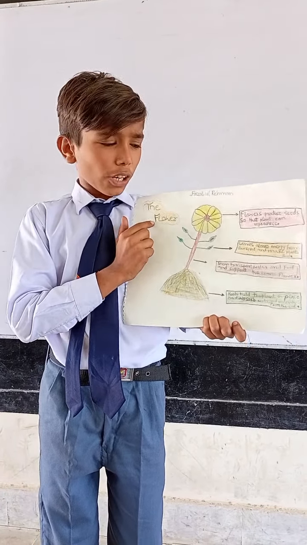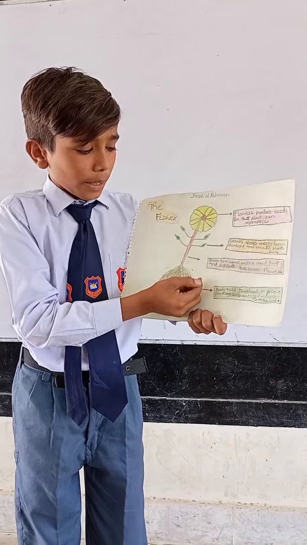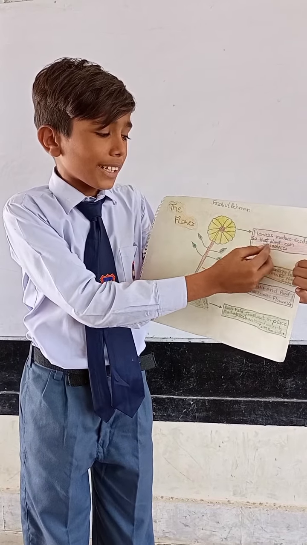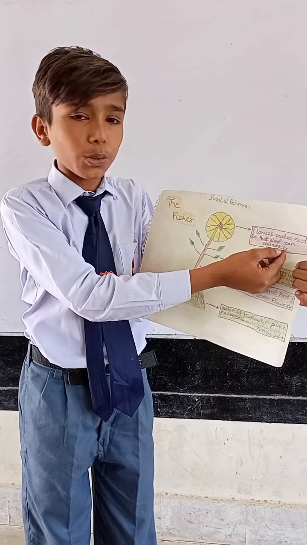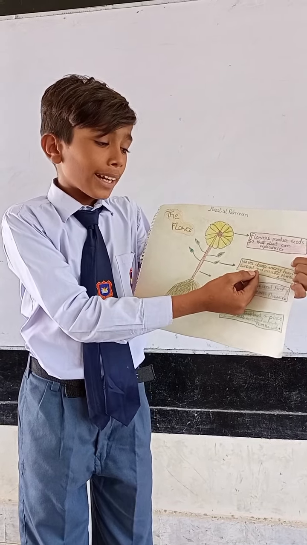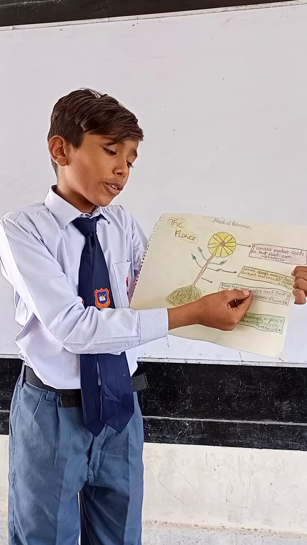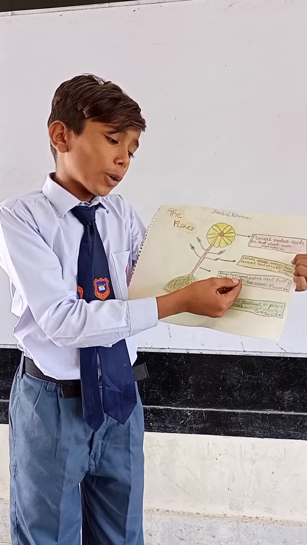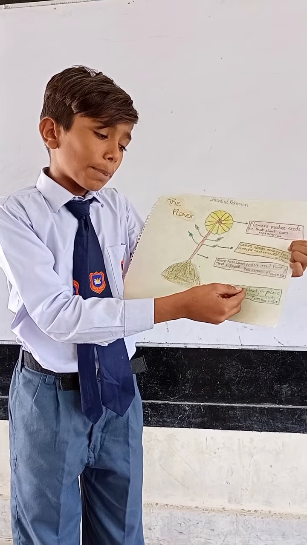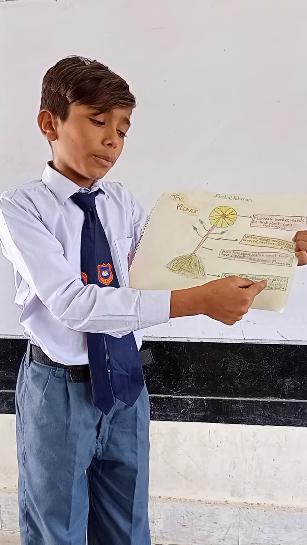Today my topic is flower parts, like flowers, leaves, stem, roots. Flowers produce seeds so that the plant can reproduce. Leaves absorb energy from sunlight and make the plant's food. Stem transports water and food and supports the leaves and flower. Roots hold the plant in place and absorb water and minerals from the soil.